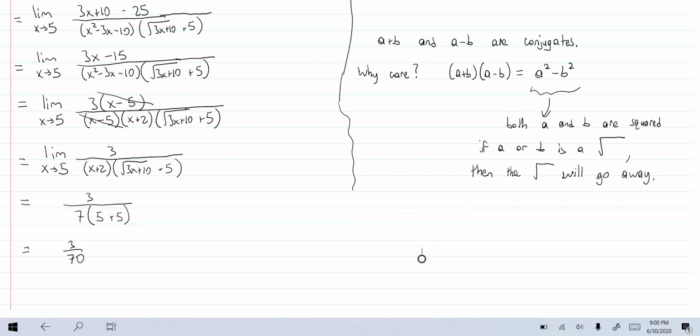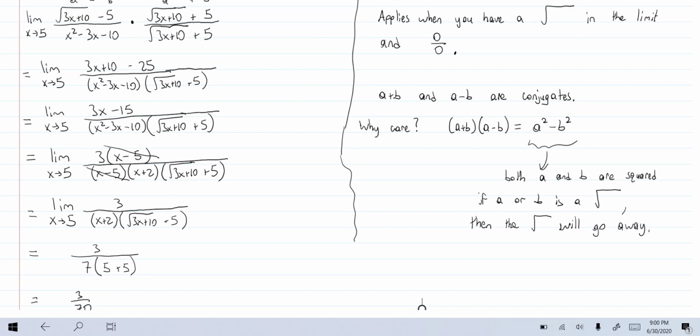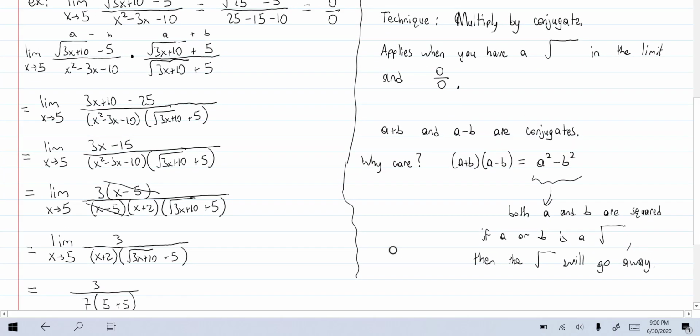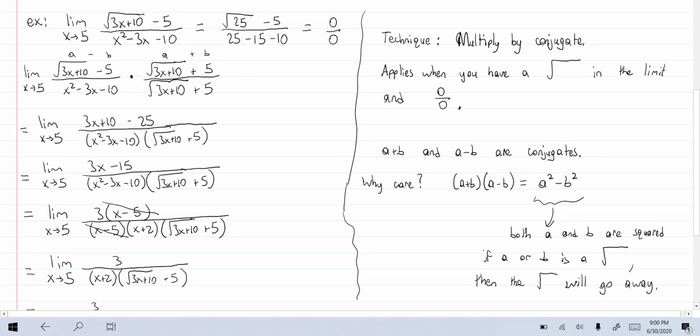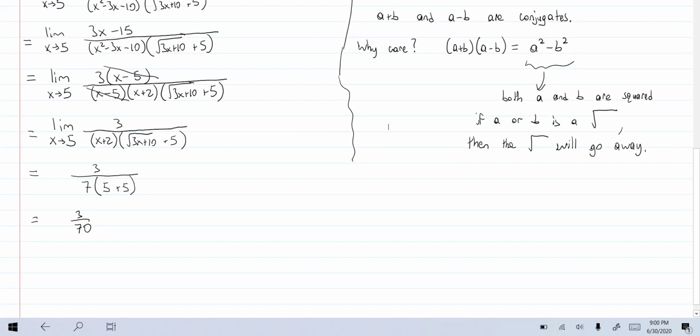So again, this technique that we have of multiplying by the conjugate, you can apply whenever there is a square root in your limit and you're getting the 0 over 0 indeterminate form. So we're going to do one more example of the same type of problem.